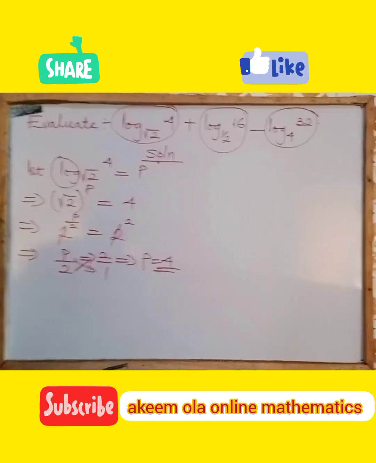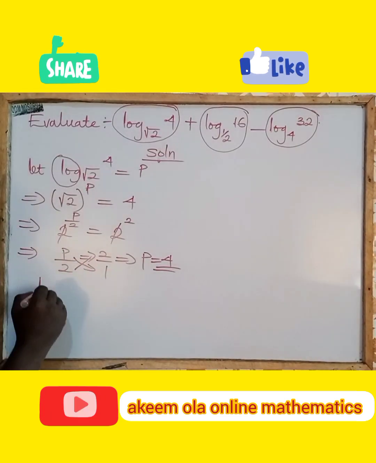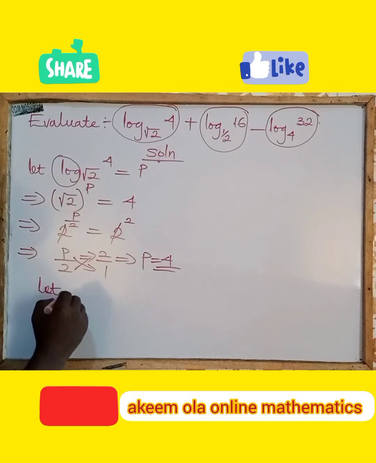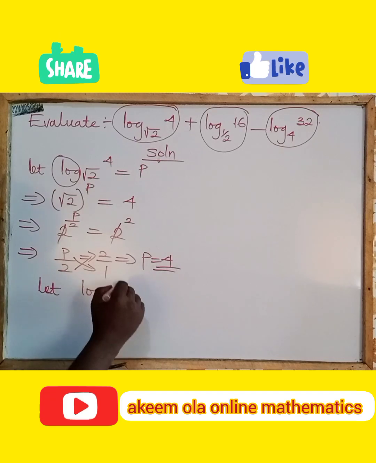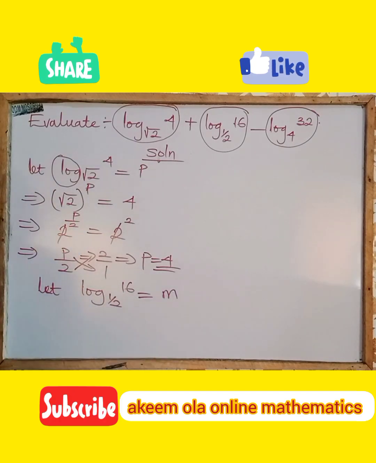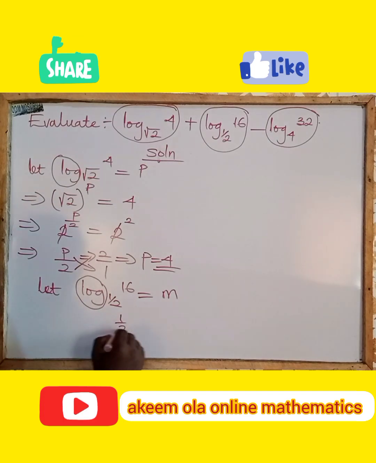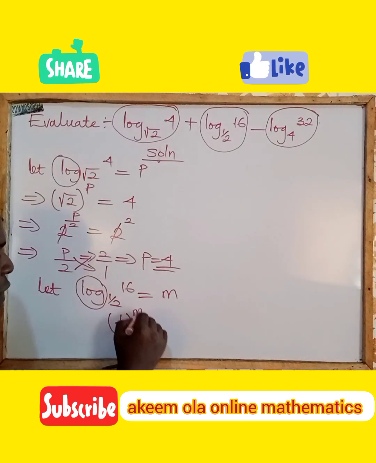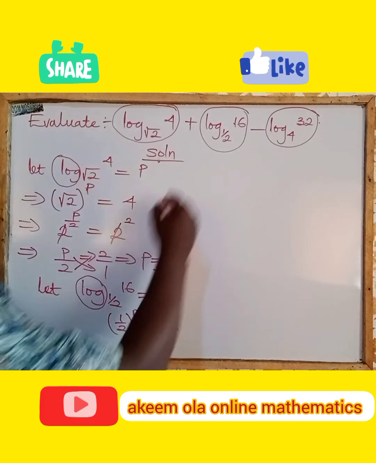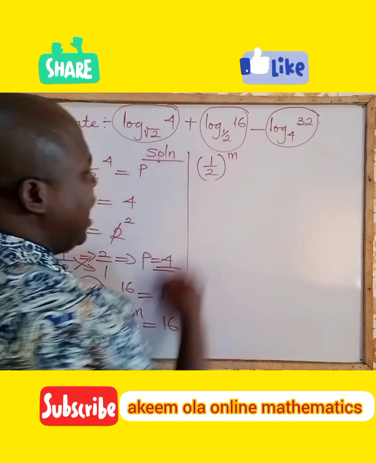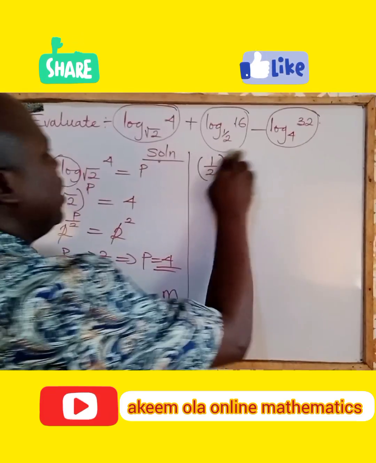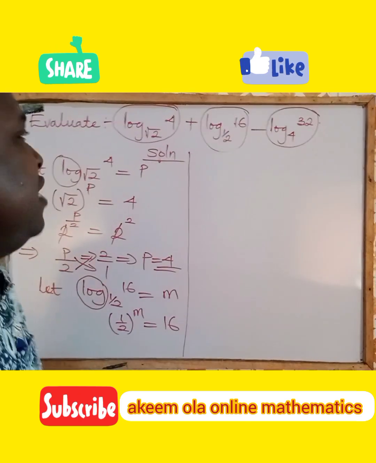Then I'll move to the second one. I have again for the second one, let log 1 over 2 of 16 be equal to m. The next, I'm going to follow the same method to solve it. I'm going to remove this log sign. If I remove it, that means we have 1 over 2 raised to the power of m is equal to 16. So from there, I am going to have 1 over 2 to the power of m, or I can simplify the 1 over 2 when I apply the law of indices to it.